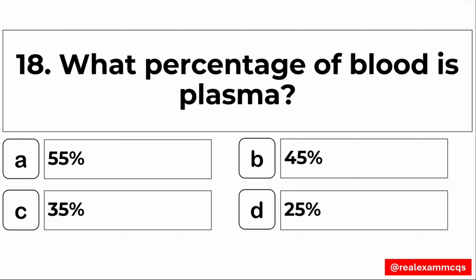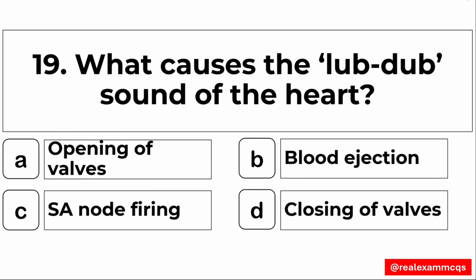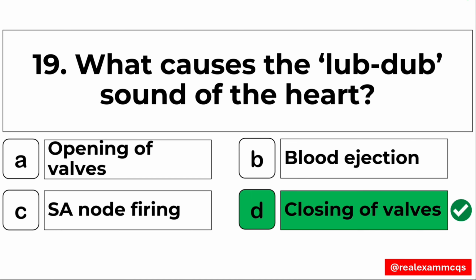18. What percentage of blood is plasma? Approximately 55%. 19. What causes the lub-dub sound of the heart? Option D is the right answer, the closing of the valves.